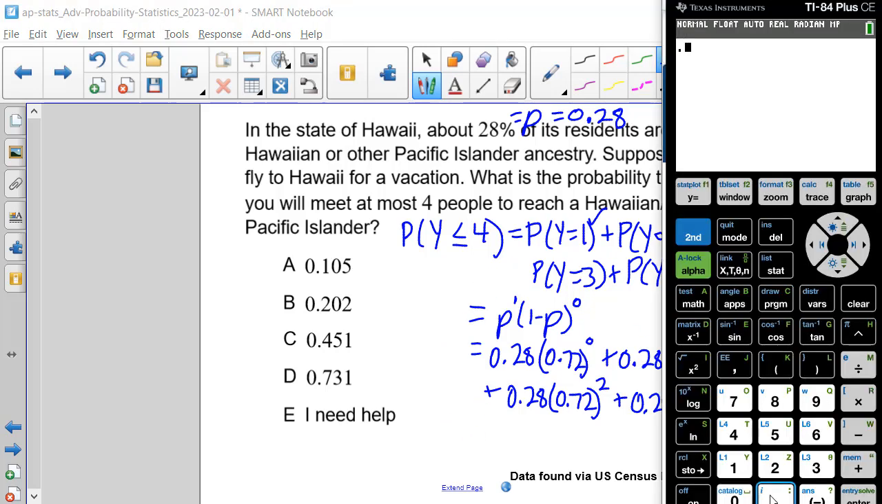So if we put these values into our calculator and evaluate, we'll end up getting our answers. This is 0.28 times 0.72 plus 0.28 times 0.72 raised to the second plus 0.28 times 0.72 raised to the third.